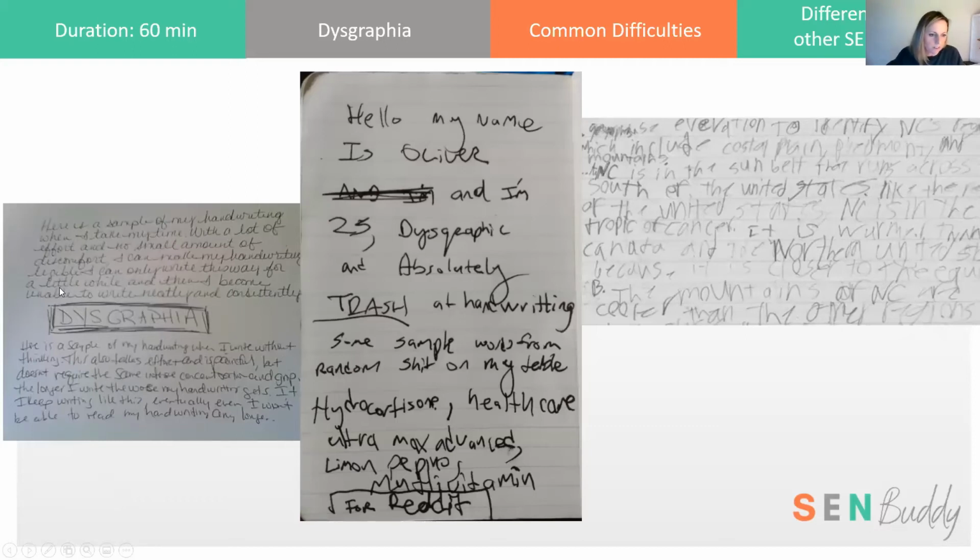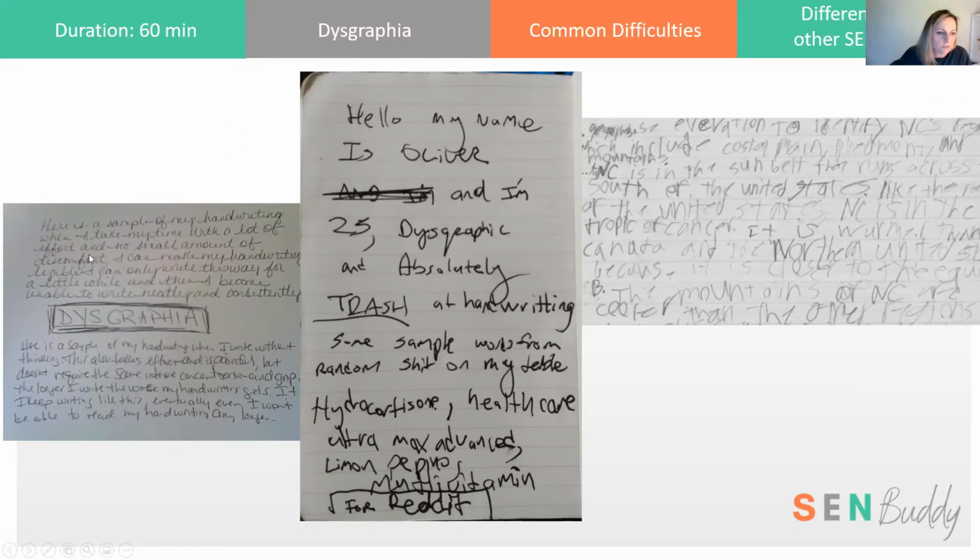This one on the left-hand side was quite interesting. This person has dysgraphia. This is an older lady in her 30s. She says, here is a sample of my handwriting when I write without thinking. This also takes effort and is painful, but doesn't require the same concentration and grip. The longer I write, the worse my handwriting gets. If I keep writing like this, eventually even I won't be able to read my own writing any longer. So if you look at the difference between her handwriting when she isn't thinking and when she is thinking, that's quite different, isn't it?